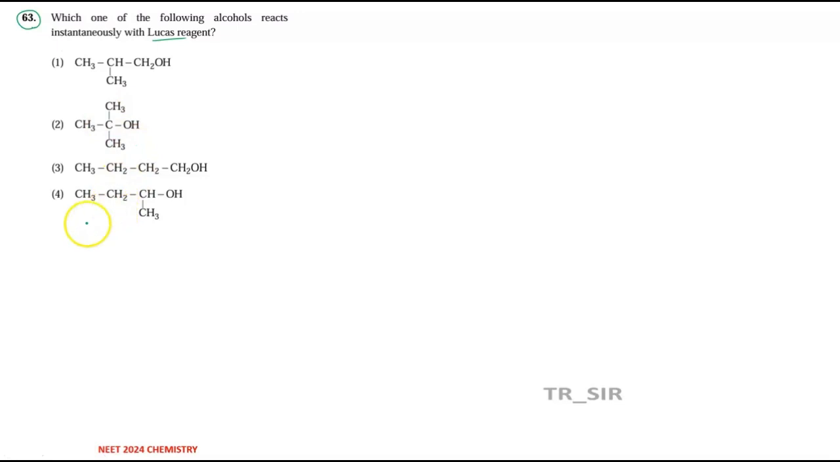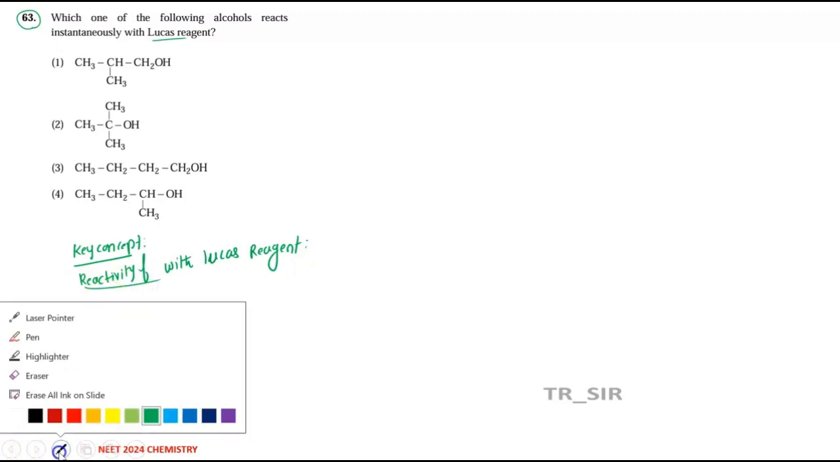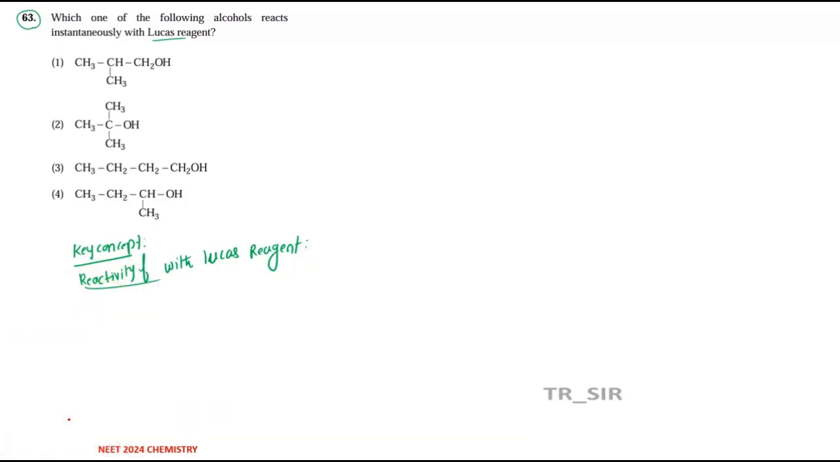Now, the key concept here is the reactivity of alcohols with the Lucas test, the Lucas reagent. This is the case. Now we'll see how we can understand this.